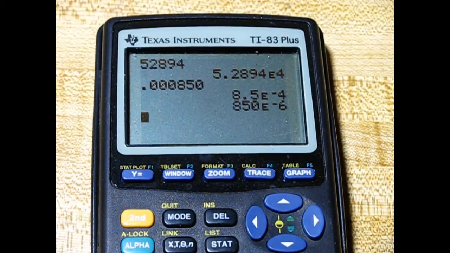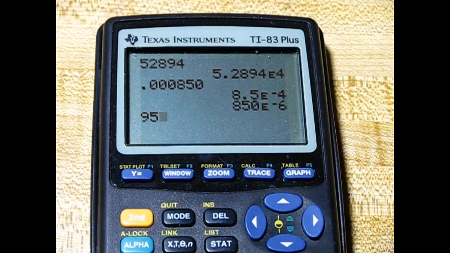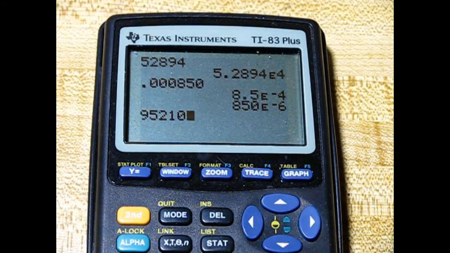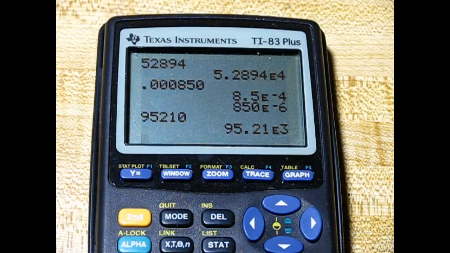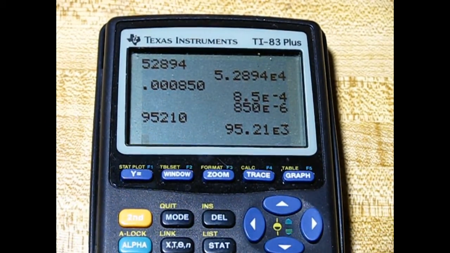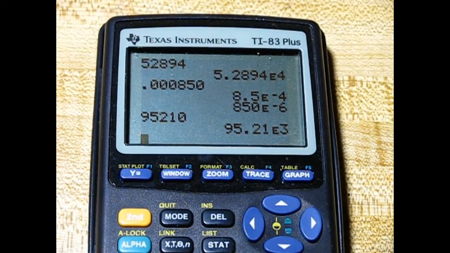And contrarily, if I have, say, 95,210, and I'm in engineering notation, and I hit enter, what I'm going to see is 95.21 E3. Now since that's a positive 3, what that means is kilo. So this might be 95.21 kilovolts, 1,000 volts, or 95.21 kiloohms. So again, we use the prefixes to eliminate the necessity for saying times 10 raised to some power.